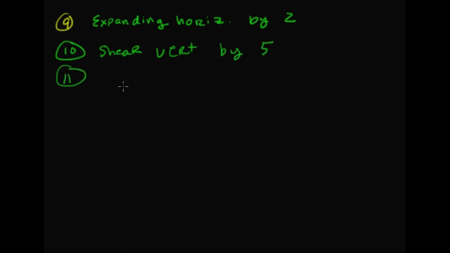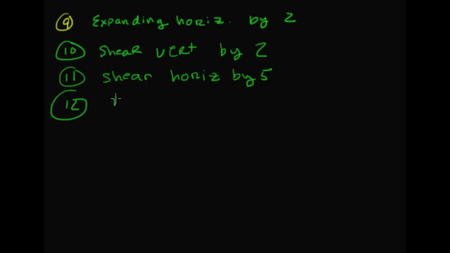Number 11 is, sorry, that's a factor of 2. Number 11 is going to be a horizontal shear by a factor of 5. Okay, number 12 is a contraction. And that is a vertical contraction. And that's by a factor of a half.